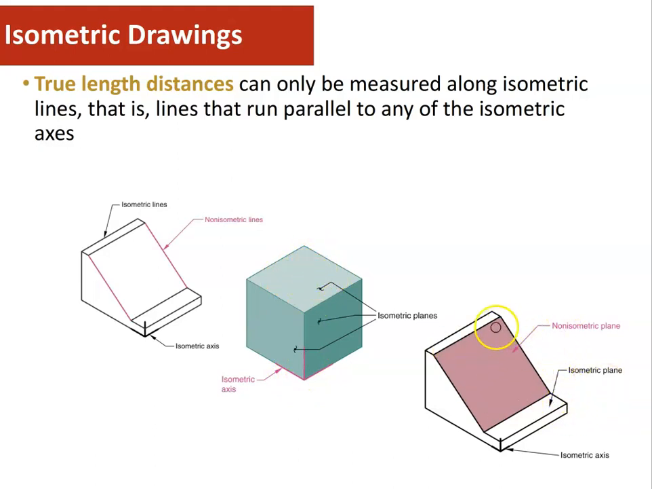Okay, so this is a non-isometric plane because it does not come from the isometric axis. It's really not aligned with the isometric axis except for this part. This part is aligned to the isometric axis, but this guy over here is not. So it's not an isometric plane. But this one is a plane originating from the isometric axis, therefore it is an isometric plane, even though it looks a little bit weird, but it is an isometric plane.